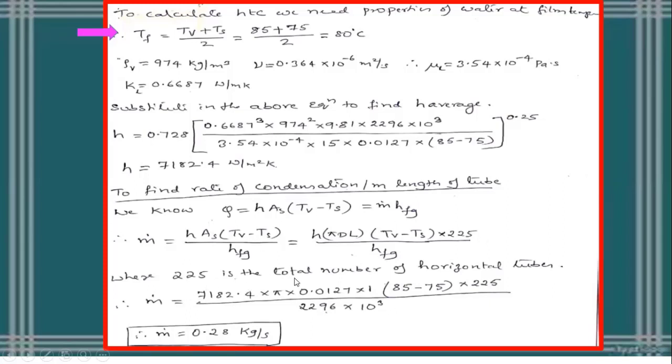Then substitute all these values: the h value, pi, the diameter of the tube, L per meter length is given as 1, then Tv minus Ts, multiplied by the total tubes 225, divided by hfg. You will get the mass flow rate.